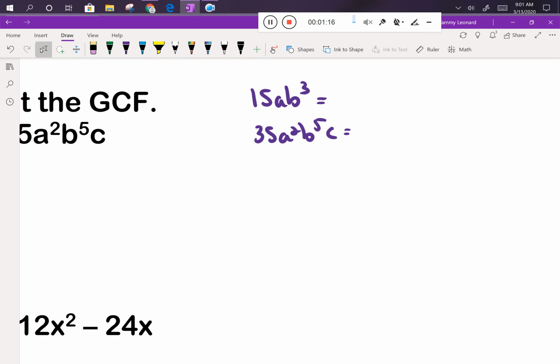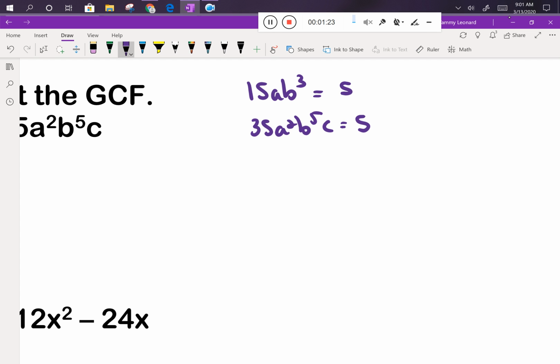All right. So let's start with the numbers. If I look at 15 and I look at 35, what do they have in common? What are they both divisible by? 5? Okay. And then if I look at a and a squared, what do they have in common? A. And if I look at b cubed and b to the fifth, what do they have in common? They have b cubed, right? So basically we always take the lowest power, right? They have the lowest power in common. Now, I only see a c in the second one, so they don't have a c in common. So I'm not going to write that. Okay, so here's my GCF. That's what I'm going to factor out.